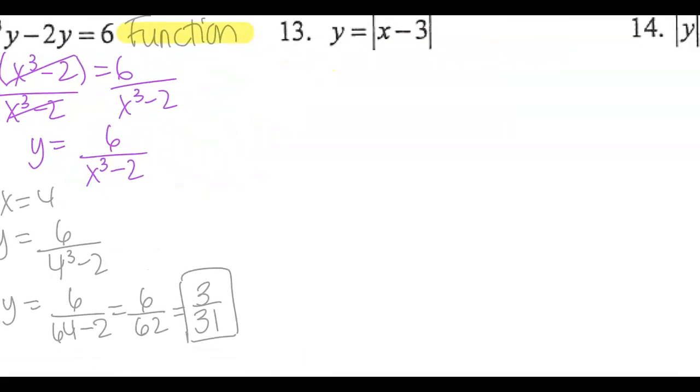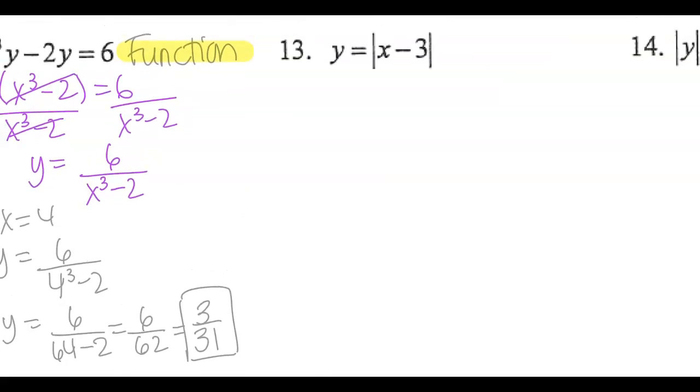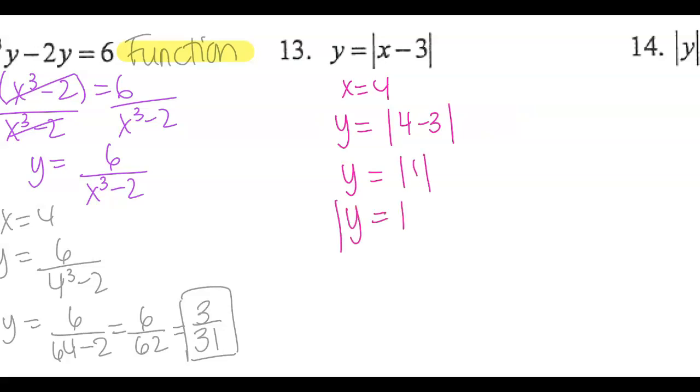Let's look at example 13. For example 13, we're going to isolate y. Okay, well, it's already isolated. Let's take x equals 4 and substitute it in. So y is going to equal the absolute value of 4 minus 3. Okay, well, 4 minus 3 is just the absolute value of 1, and the absolute value of 1 is just 1. Okay, well, I have to think about that. Is that going to mean that I'll have a function? Well, I only got out one value. So this guy here is also a function.